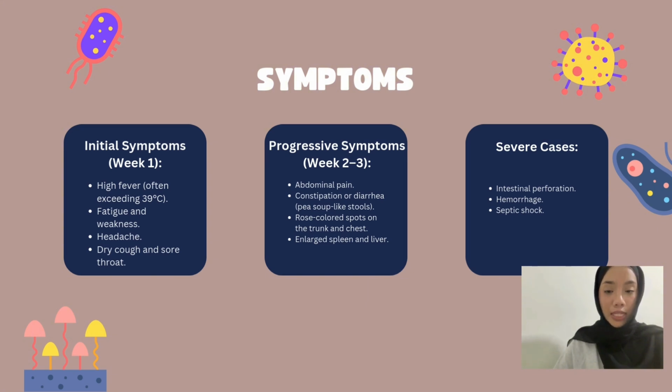And lastly, severe cases. In severe cases, typhoid fever can lead to life-threatening complications such as intestinal perforation, severe bleeding, and infection spreading to other organs like the heart or brain. These complications require immediate medical attention.